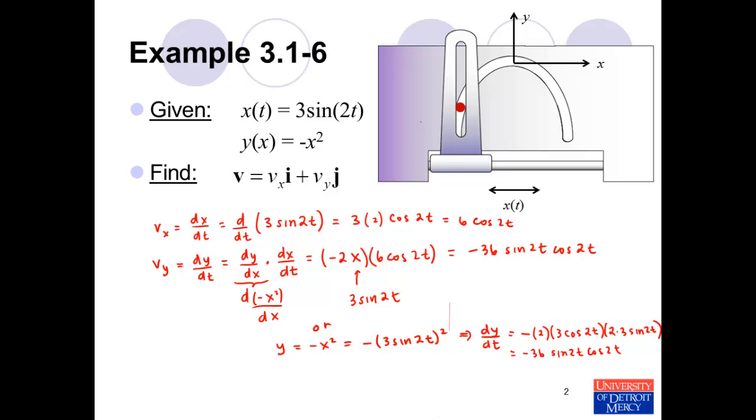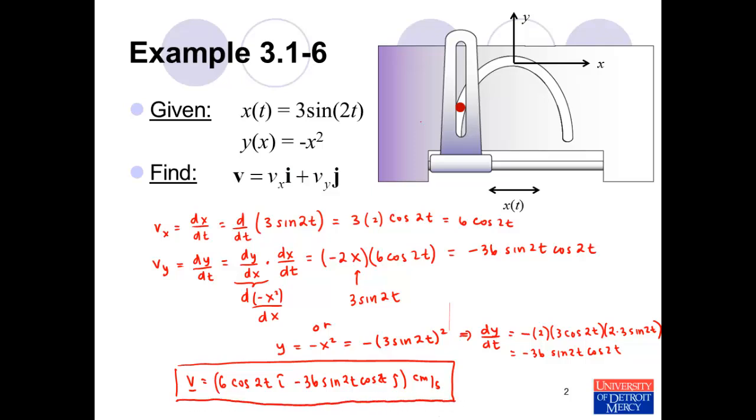So putting everything together, the total velocity of the pin is the x component in the i direction, and then the y component in the j direction. And we know that the length units, the units of x and y, are in centimeters, and the time units are in seconds. So our velocity will have units of centimeters per second. That is our velocity of our pin as it moves back and forth through this slot. And that brings us to the conclusion of this problem.